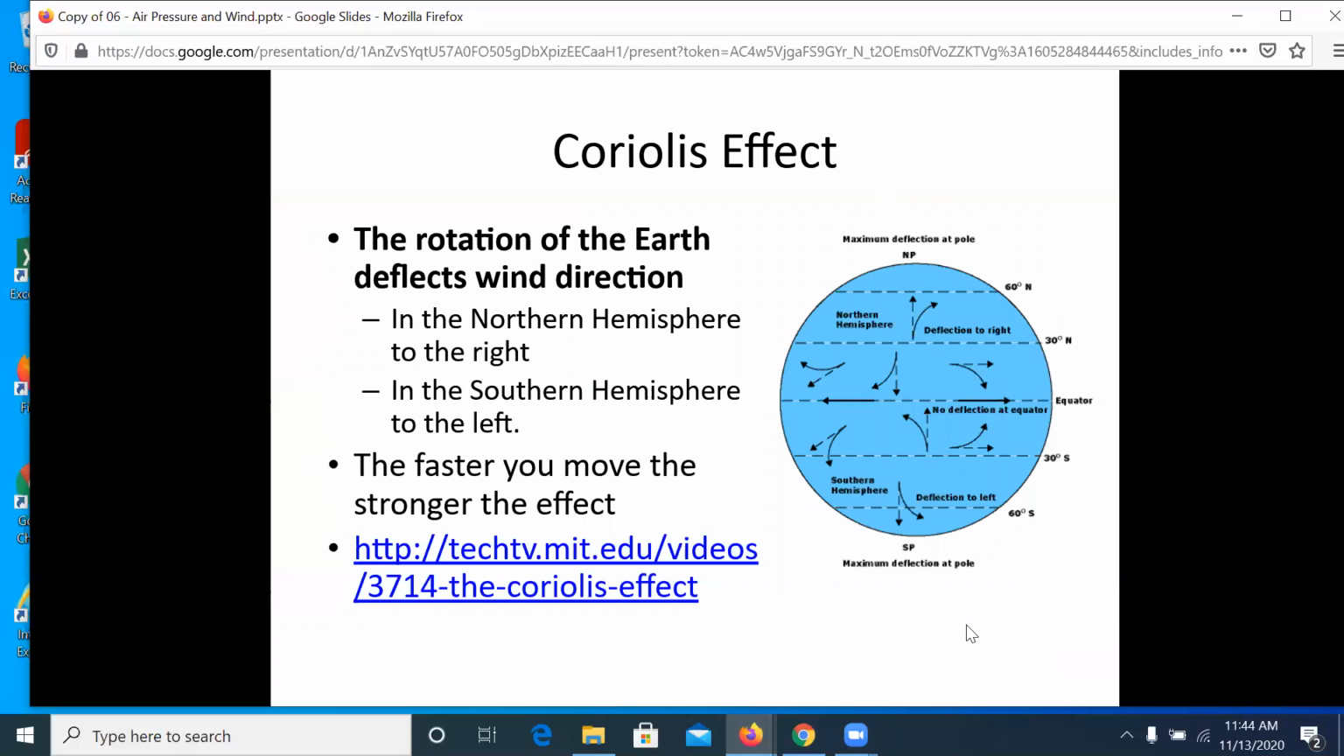The other thing affecting the wind is the Coriolis effect. Remember, this is the phenomenon that happens when things are spinning. The rotation of the Earth deflects the wind in the direction of the spin. In the northern hemisphere, just like with our currents, it's deflected to the right. In the southern hemisphere, it's deflected to the left. The faster you move, the stronger the effect.